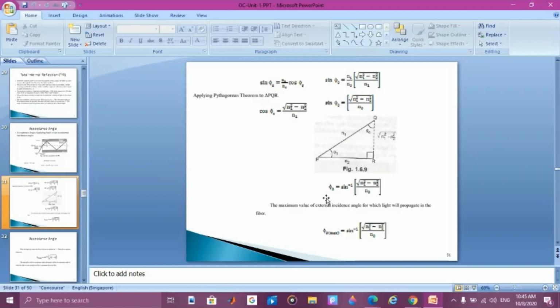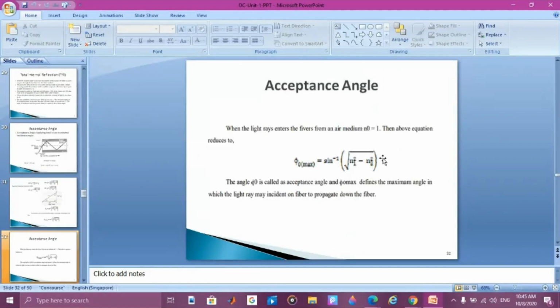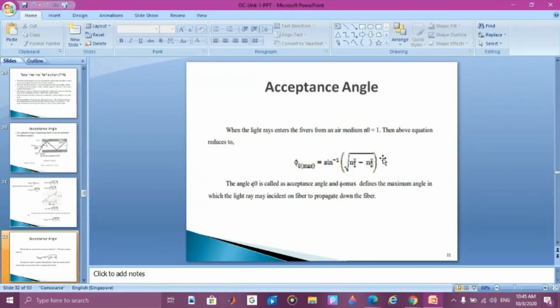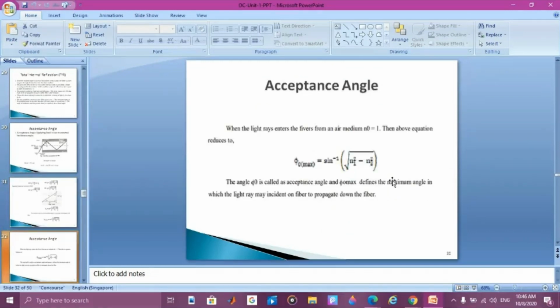So phi naught equals sin inverse of root of n1 square minus n2 square divided by n0, and this is the formula we got. The acceptance angle equals sin inverse of root of n1 square minus n2 square divided by n naught. Suppose n naught is air, then it is 1, the refractive index of the air medium is 1. So when n naught is 1, theta naught maximum equals sin inverse of root of n1 square minus n2 square. This is the final equation of the acceptance angle.